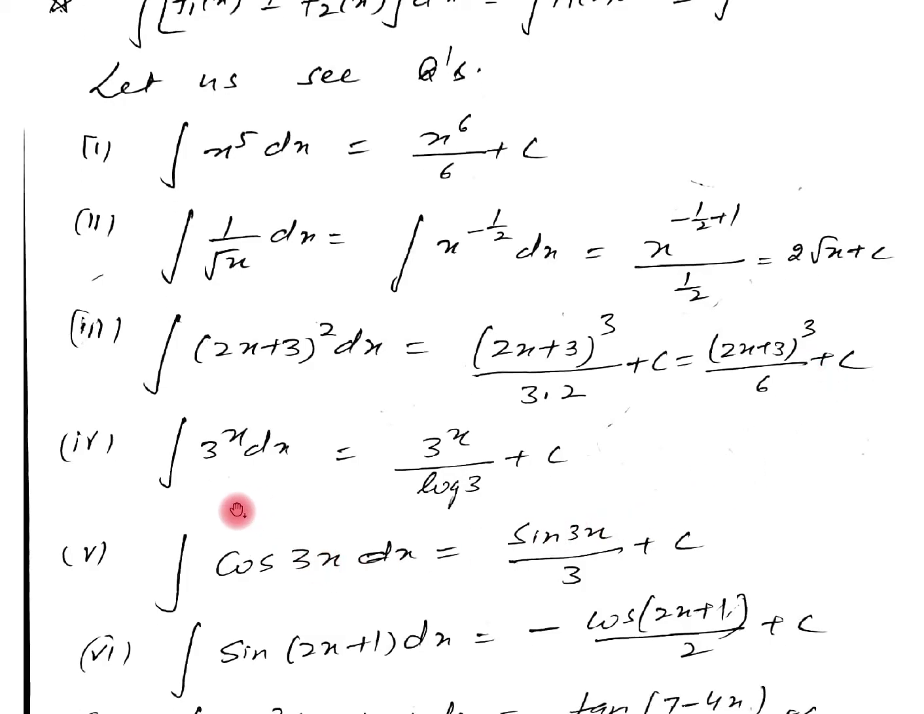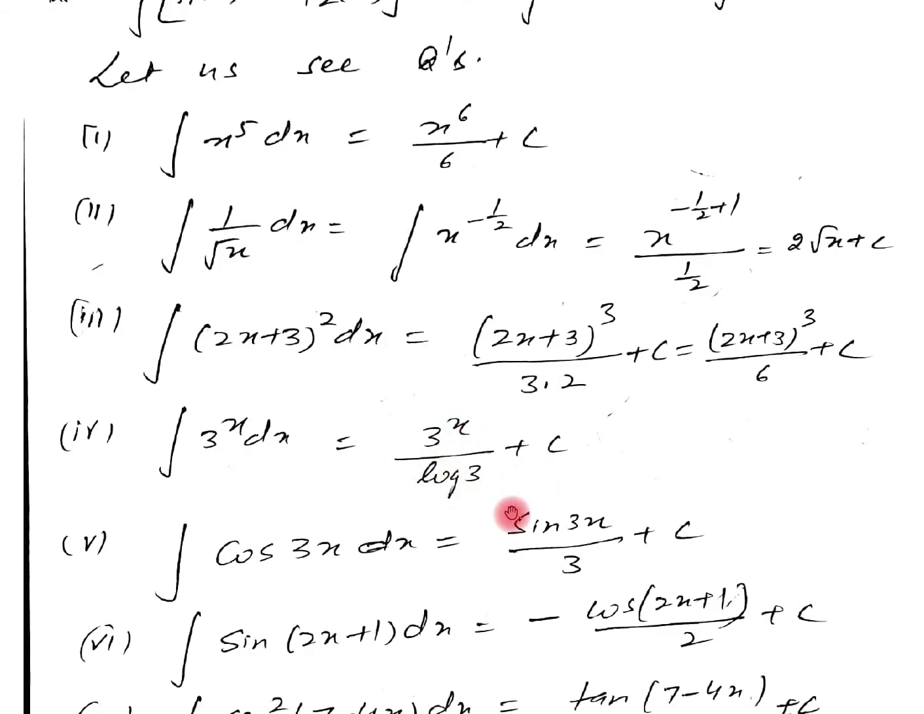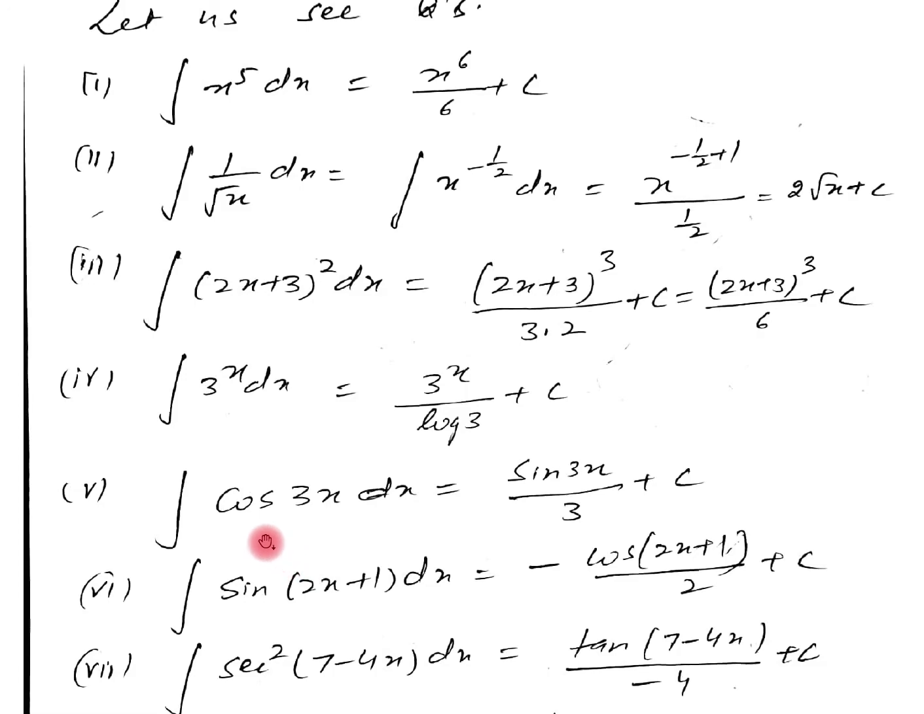Then the integral of 3 raised to power x dx is equal to 3 raised to power x upon log 3 plus c, using the result a raised to power x upon log of a. So we can integrate 3 raised to power x dx equal to 3 raised to power x upon log 3 plus c.